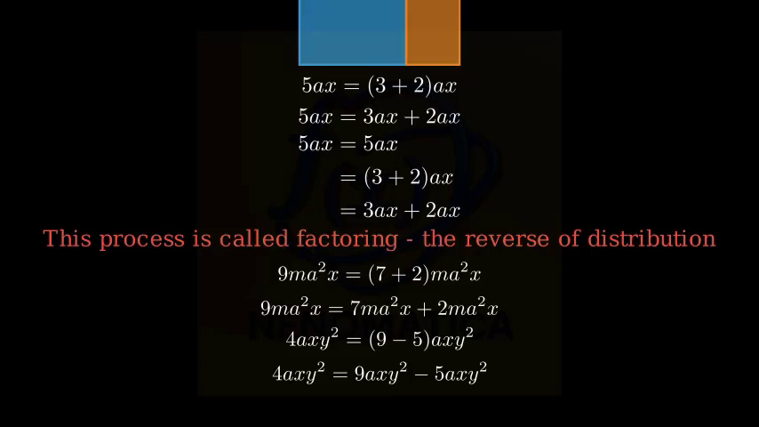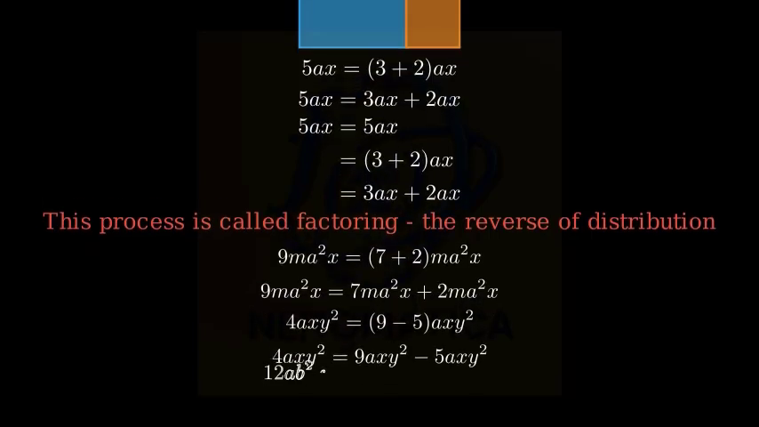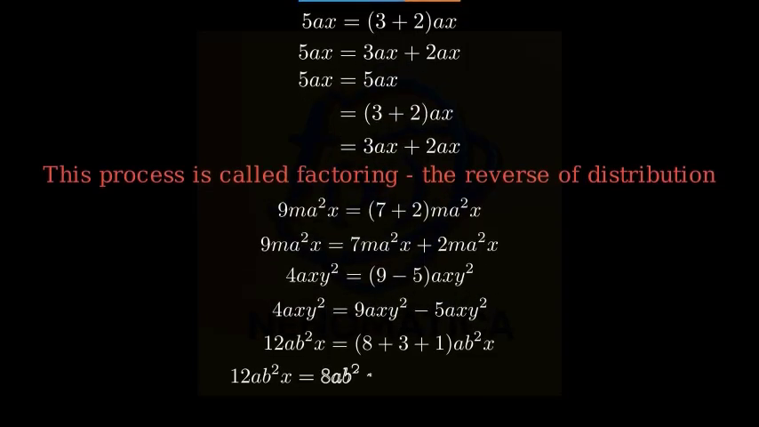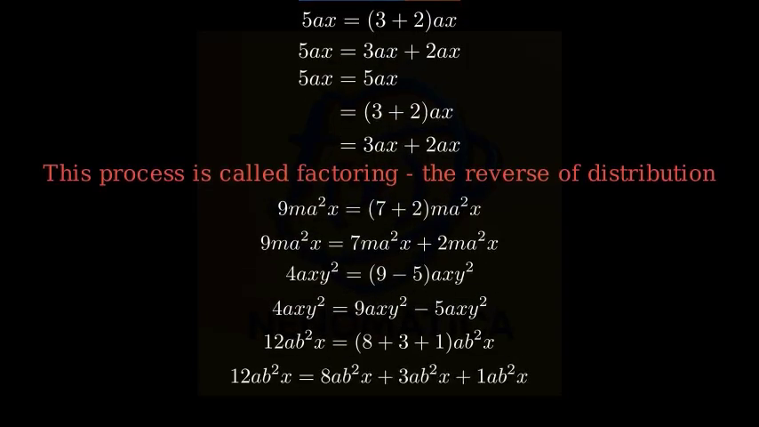And finally, our third problem. We have 12ab squared x equals (8 plus 3 plus 1) ab squared x. Using the distributive property, this becomes 12ab squared x equals 8ab squared x plus 3ab squared x plus 1ab squared x. Notice the pattern in all these examples.